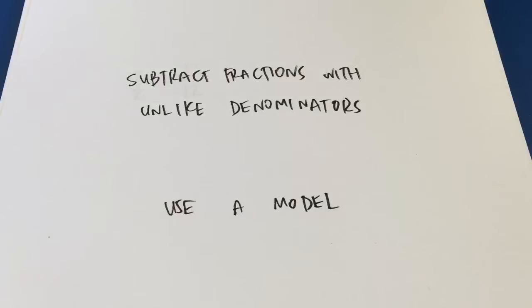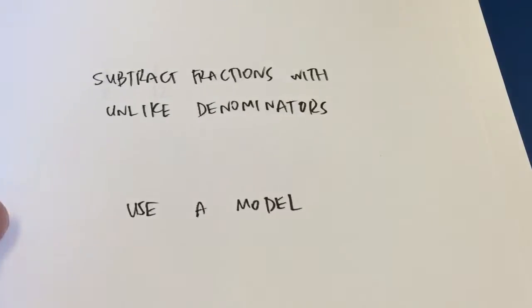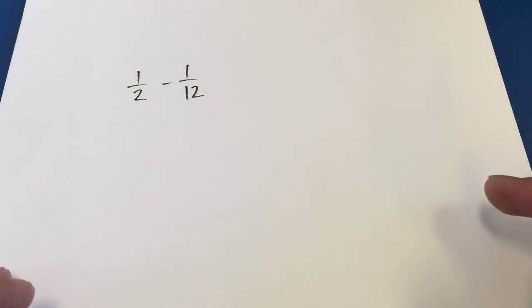Okay guys, so today we're talking fractions, and I want you to be able to subtract fractions with unlike denominators using a fraction bar model. So let's start with an example. Let's say that I have 1/2 minus 1/12.